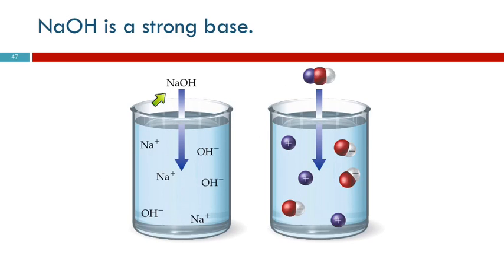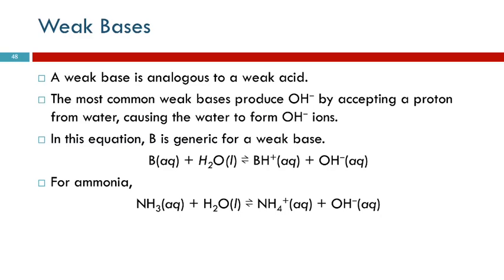So you put sodium hydroxide into water, it's soluble, it completely forms ions. There's no molecules because it's not a molecular compound. So any soluble metal hydroxide is going to be a strong base. A weak base only makes ions a little bit. The only one that we need to know about is ammonia.